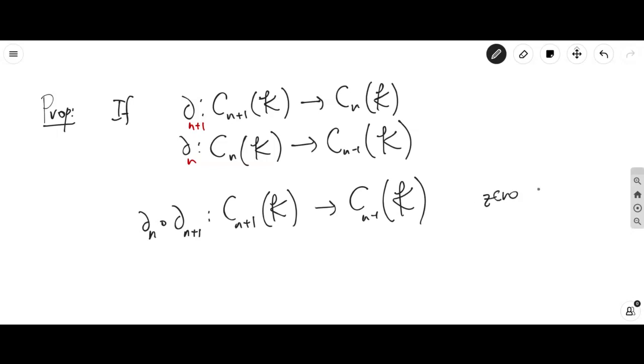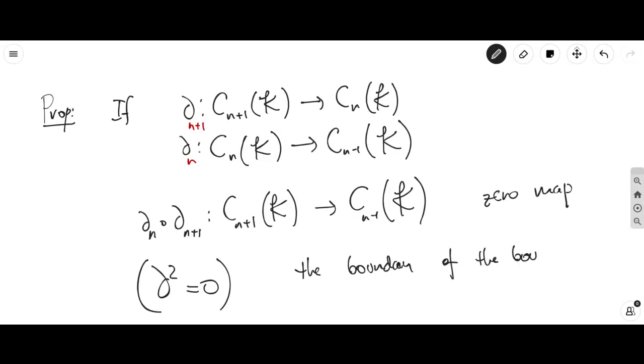This is the 0 map. So if you compose it twice, you get the 0 map. So all of these get sent to that. So you say that d squared is 0. That's the way you write it. And you say the boundary of the boundary is 0. And by 0, we mean there is no boundary. So if you have any chain whatsoever and you calculate its boundary, then you get a cycle.